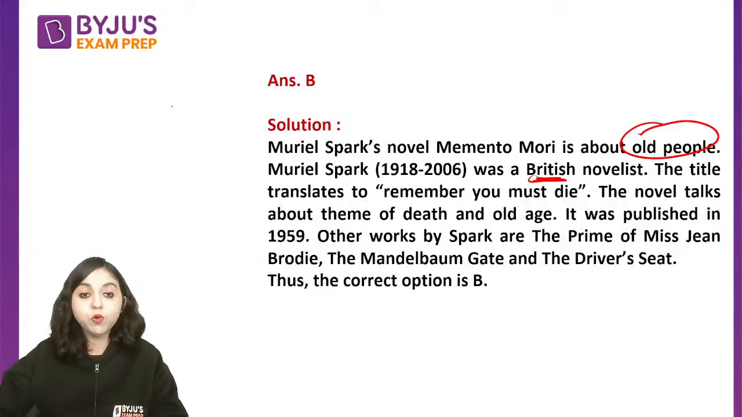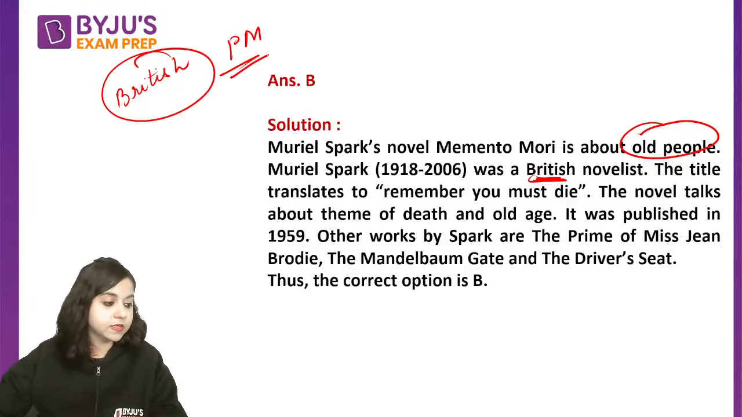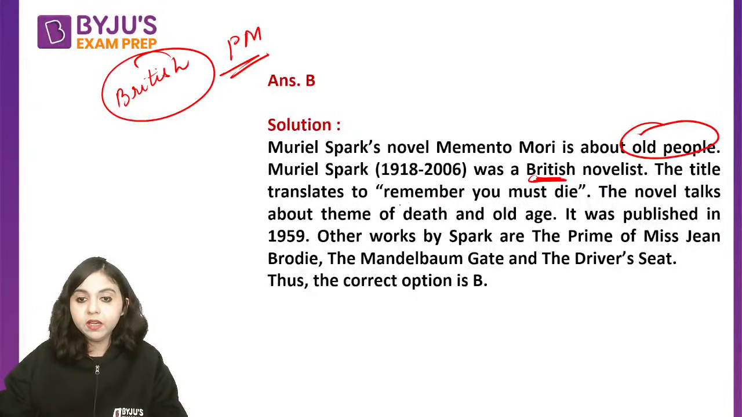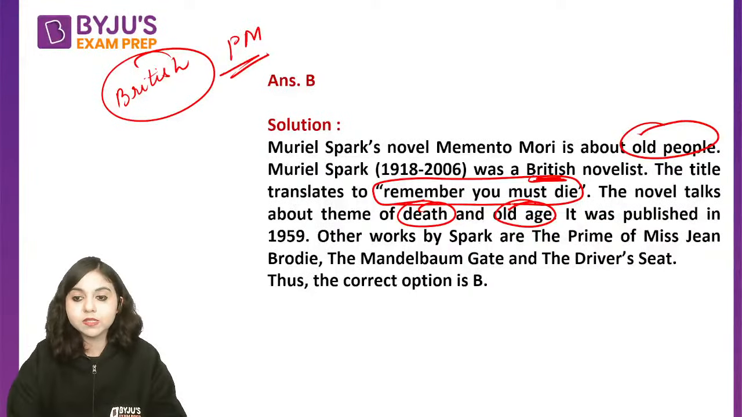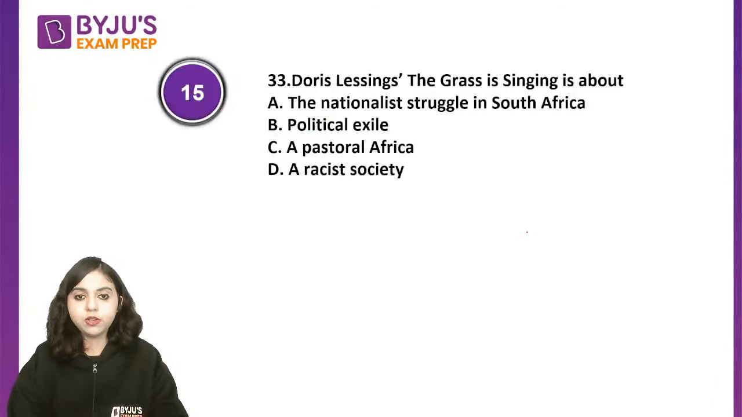British postmodern novelists are also important. You will definitely get 2 to 3 questions on British postmodern writers, British POMO writers. So please remember that. And Memento Mori, remember, you must die. It's telling you about death, about old age altogether. Gerontology is something that is being discussed. The Driver's Seat, Prime of Miss Jean Brodie, all of them, you got questions in your exams.